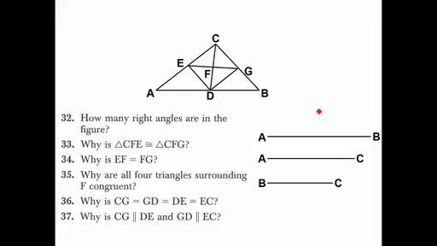And we get down to finally 37. Why is CG parallel to GD? No, that's not it. CG, that would be this one, parallel to DE, this one. Why would that be true? And then GD, that would be this one.